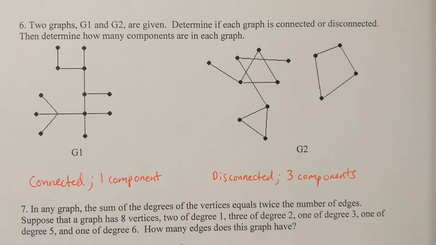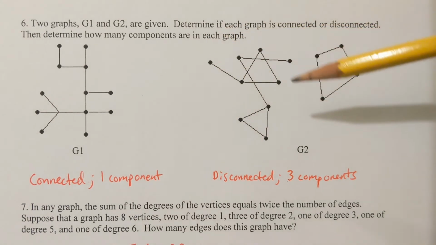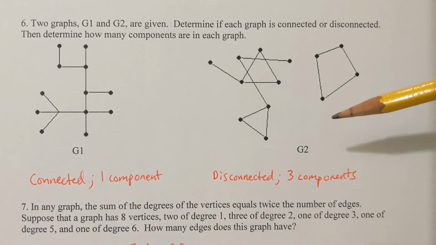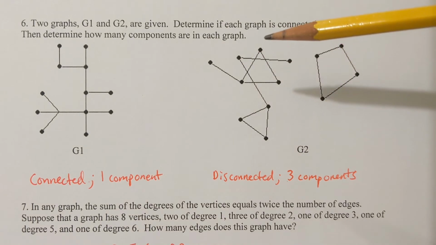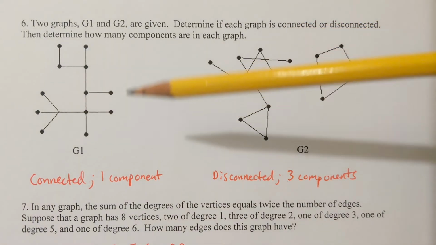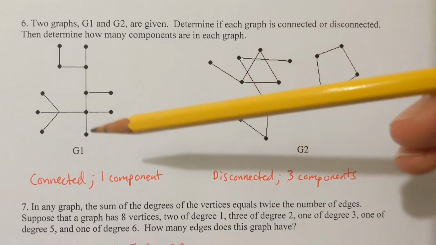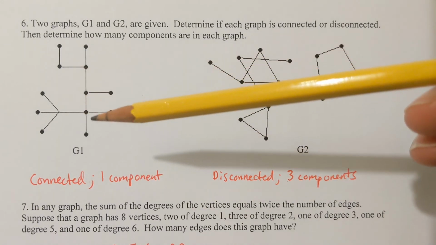Problem 6. We have two graphs, G1 and G2. Determine if each graph is connected or disconnected, and then determine how many components are in each graph. So G1 would be connected, since you can go from any vertex to any other vertex, and there would be one component.